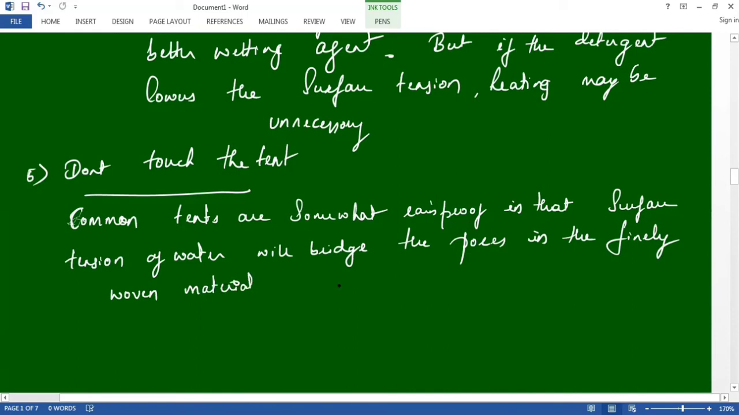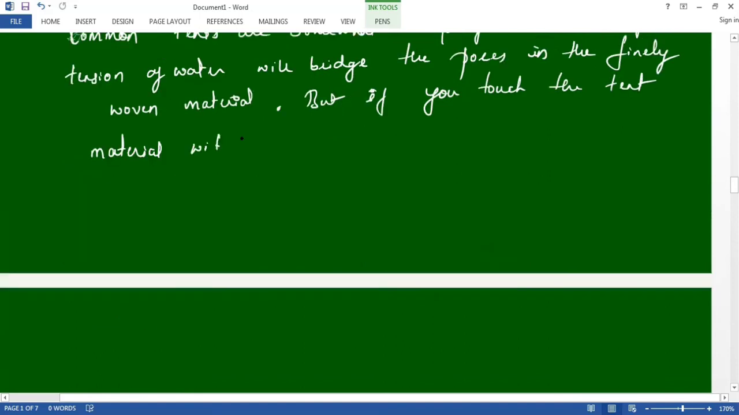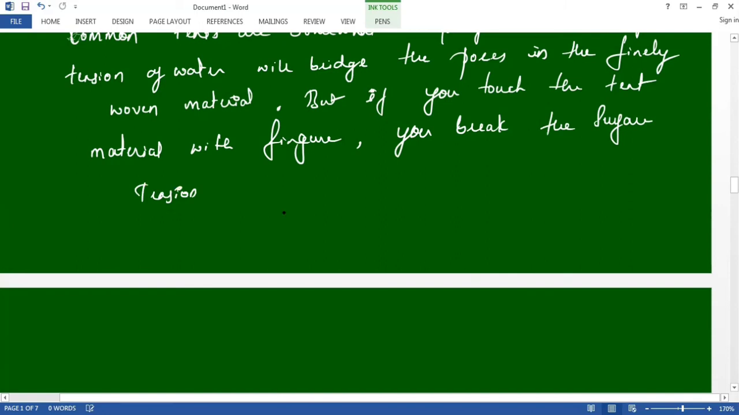But if you touch the tent material with a finger, you break the surface tension, and rain will drip through.